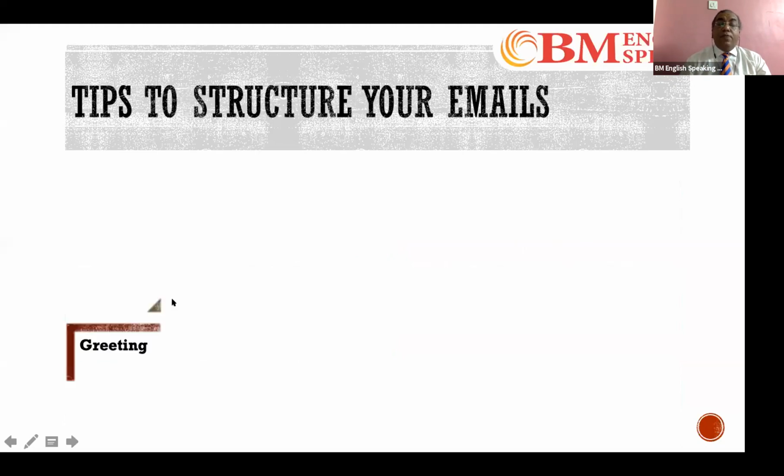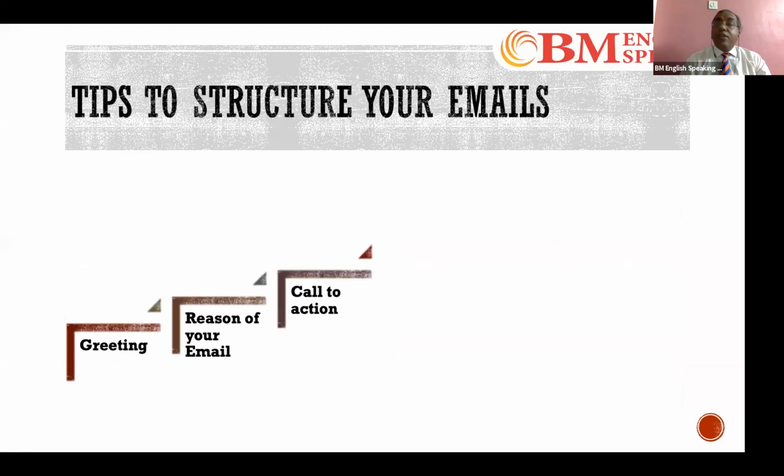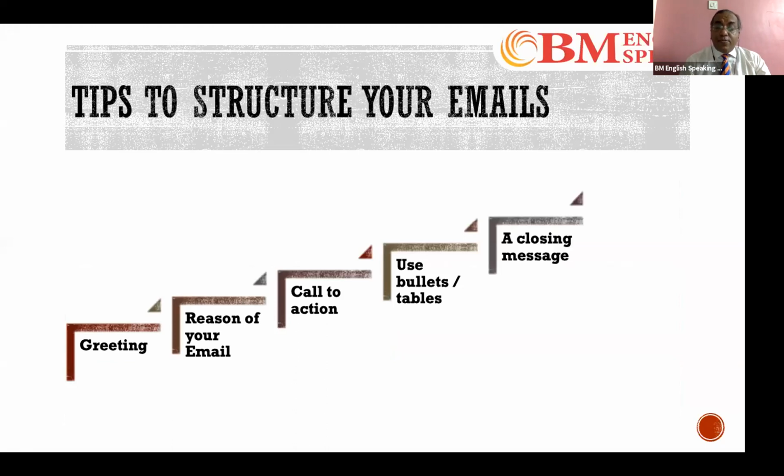Okay. So I showed you a broad structure. This is the detailed structure of writing an email. You start your email with a greeting, then you write the reason of your email, then you write a call to action, right? You will use bullet points in your email. Remember this point, bullet points will make your email visually appealing.